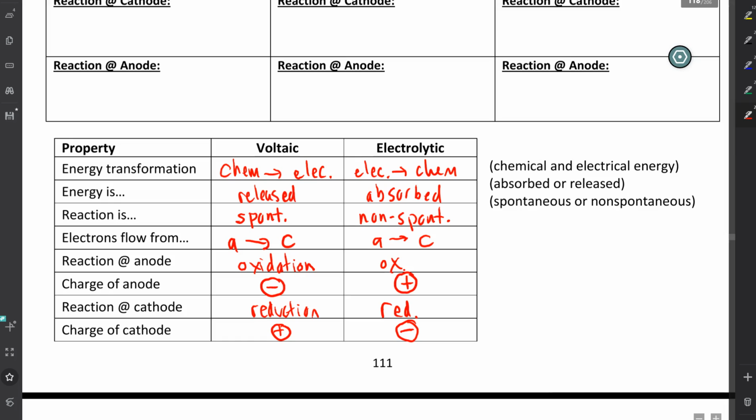So if I were you and I'm trying to commit this to memory, I would really just remember voltaic cell. We talked more about those in more detail. And just remember that the electrolytic cell is opposite when it comes to the charges only. The half reaction at each electrode and the flow of electrons are exactly the same, always from anode to cathode. Anode is the site of oxidation, cathode is the site of reduction.